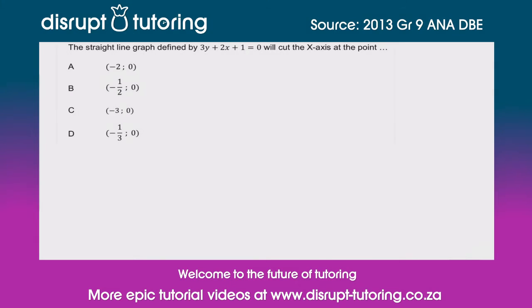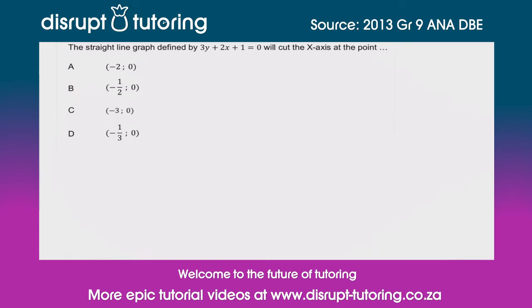Today we're going to look at some analytical geometry, or, if you're in grade 9, this is probably going to fit within your graph section. So we've got the straight line graph defined by 3y plus 2x plus 1 is equal to 0, and that will cut the x-axis at which point? They're asking us for the x-intercept of this curve.